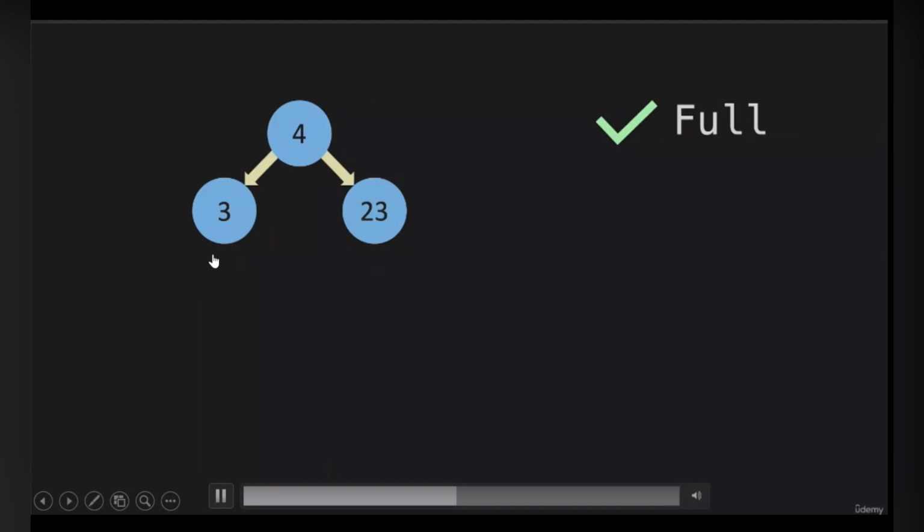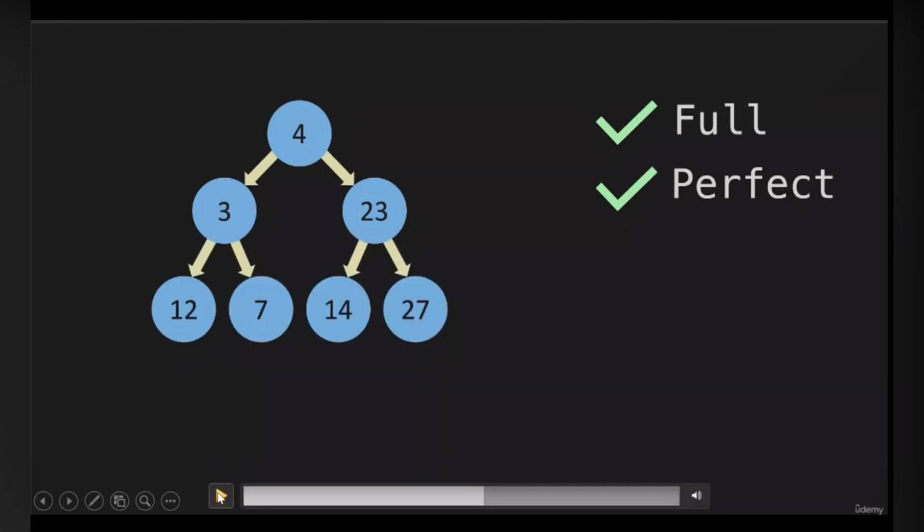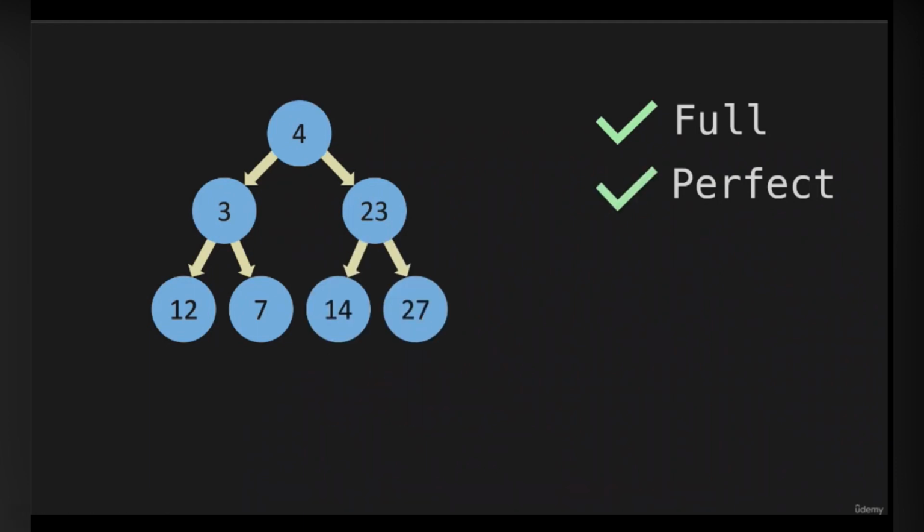Now, if each and every level of your tree is completely filled, it would be considered a perfect tree. Here you can see 3 has 2 children and 23 has 2 children. By the way, 3 and 23 will be considered siblings to each other because they share the same parent. In a perfect tree, you can see the entire level is filled. If you remove even one node from here, it's no longer perfect. It's full, but it's not perfect.